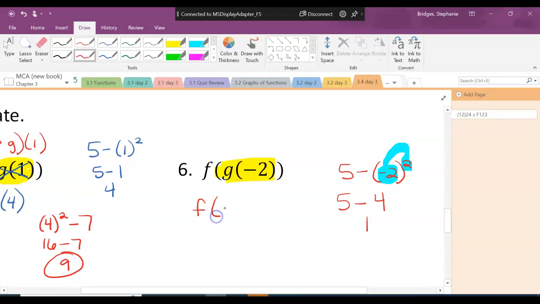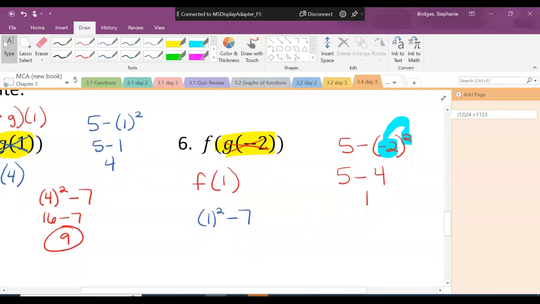And then I'm going to take that 1. I'm going to take away that g of -2 and replace it with what it's equal to, which is 1. And then I can plug that into my f function, which is going to be 1 squared minus 7. 1 squared is 1. 1 minus 7 gives me a final value of -6. Anybody have any questions?